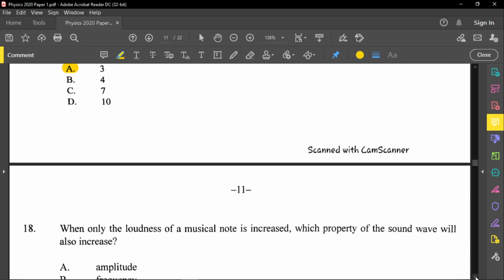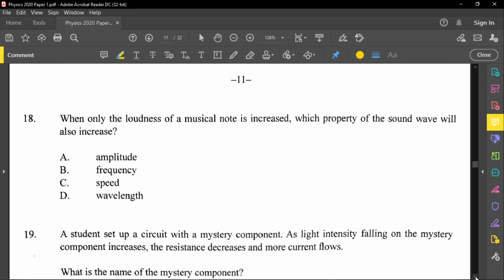All right, let's jump to question number 18. It says, when only the loudness of a musical note is increased, which property of the sound wave will also increase? For this question, just think about this real quickly. The loudness depends on what property of the wave? It is the amplitude. So once the amplitude increases, then the loudness will also increase. Just to point it out.